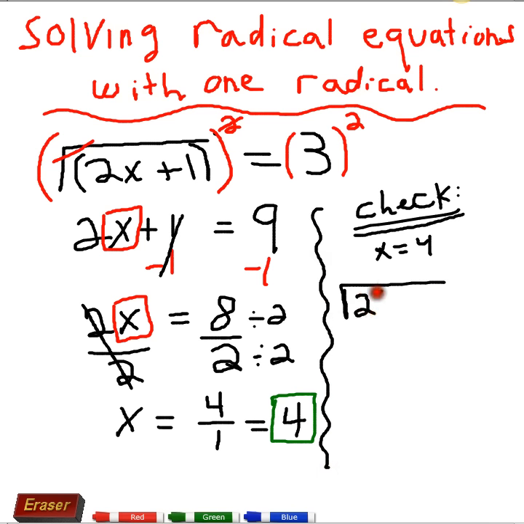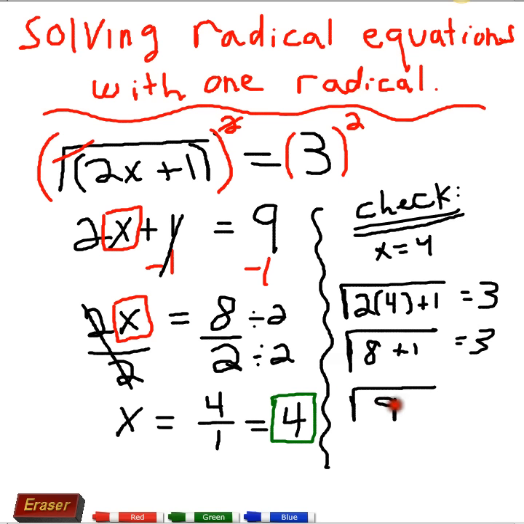Now since we're plugging in the 4 into this x, you always want to put parentheses. So we have the square root of 2 times 4 plus 1, which should equal 3. What's 2 times 4? That's 8. What's 8 plus 1? That's 9. So the square root of 9 is equal to 3.